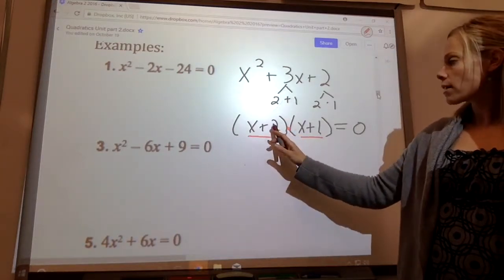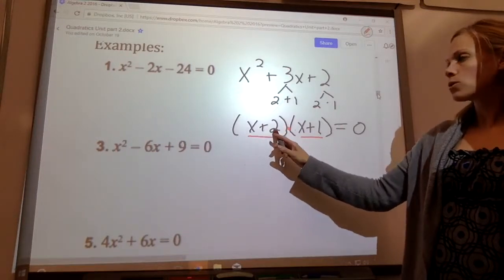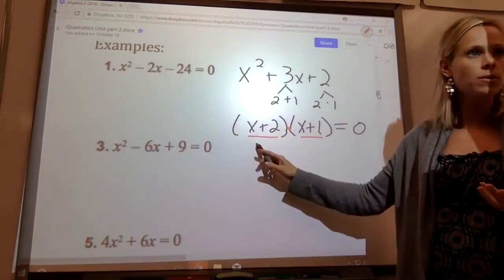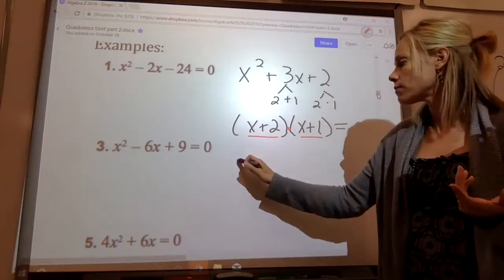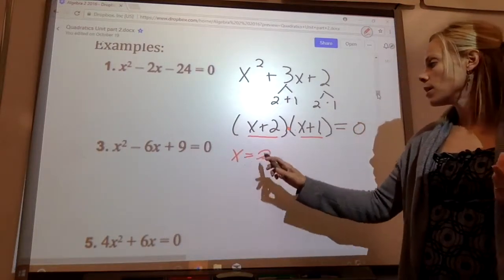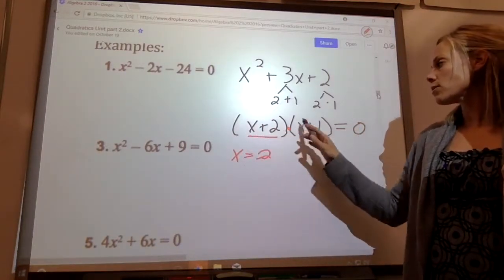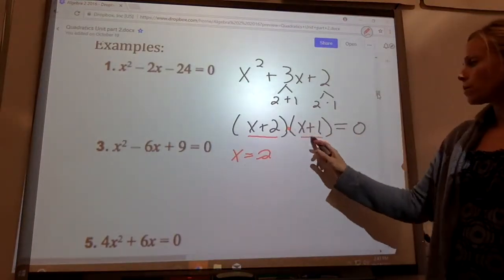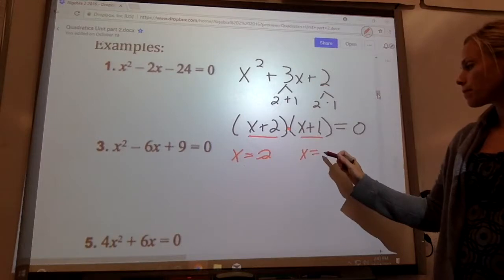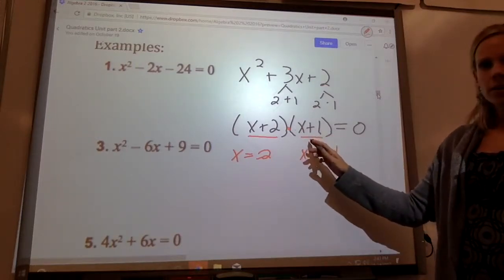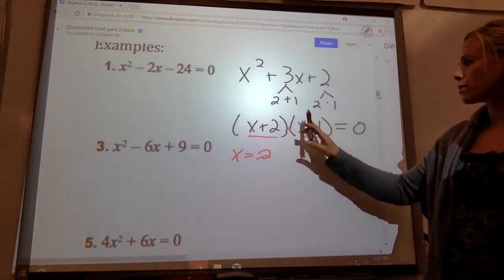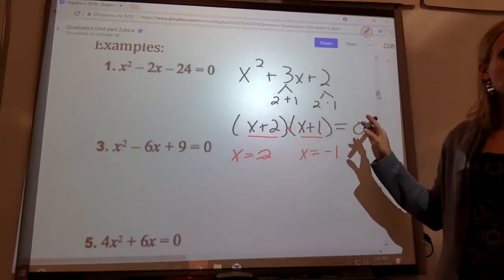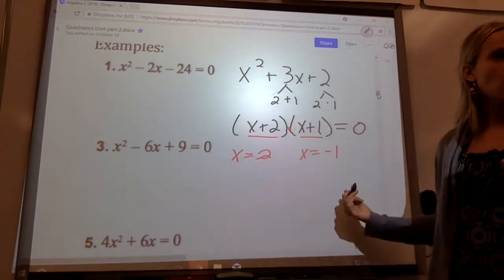Okay? So I can think mental math, what plus 2 would make this equal 0? Negative 2. If I put in a negative 2, negative 2 plus 2 is 0, and 0 times x plus 1 is going to be 0. Or what plus 1 would give me 0? Negative 1, because negative 1 plus 1 is 0, and 0 times x plus 2 is still going to be 0. And what is this solving for?